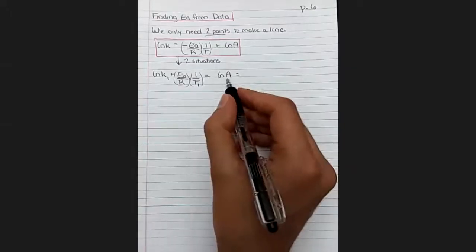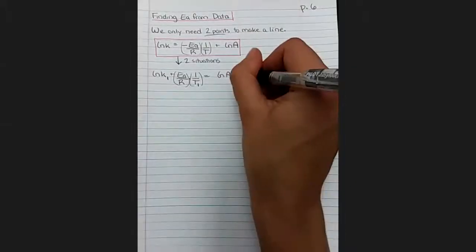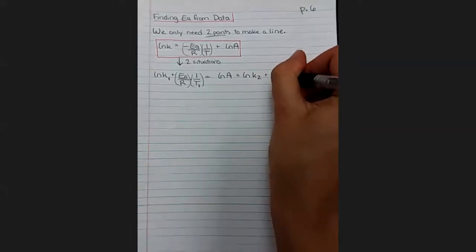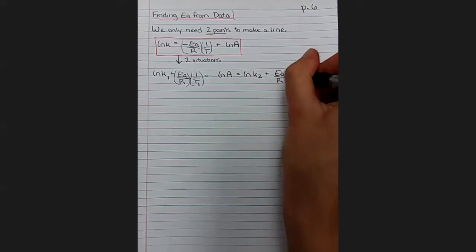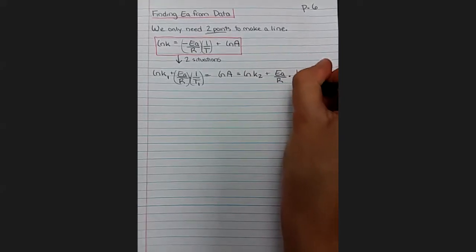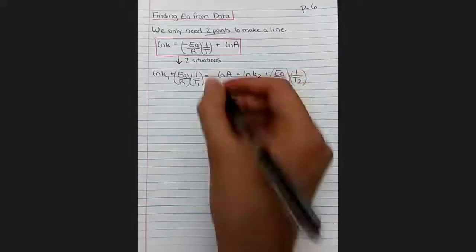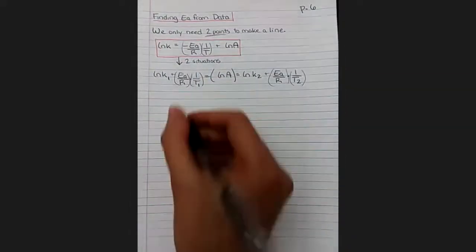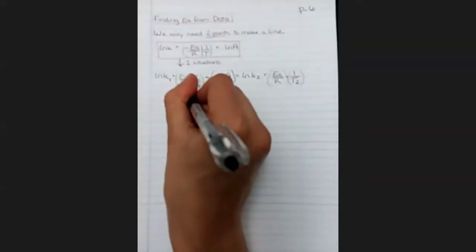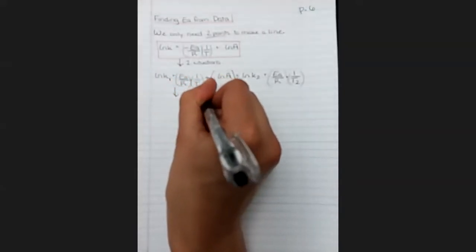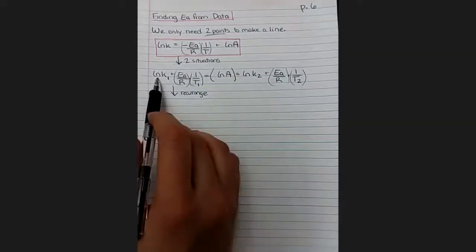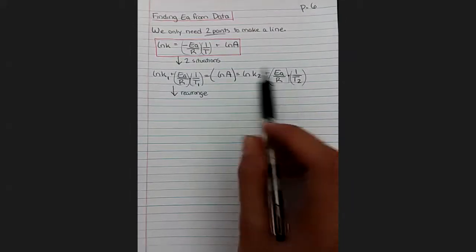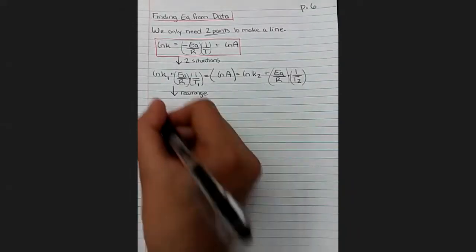And then we can set natural log of A equal to the same thing for situation 2. Natural log of K2 plus activation energy over R times 1 over temperature 2. So they're both equal to this thing. So that means we can set both sides equal to each other. We can rearrange them to collect like terms. So we'll try and collect all the terms with K on the left side and all the terms with T on the right side. So it looks a little bit more like the one we started with.